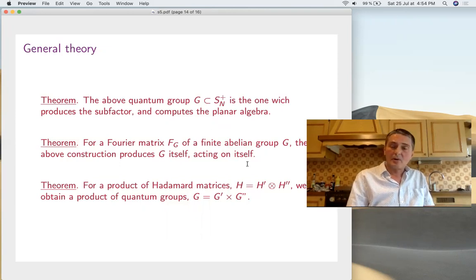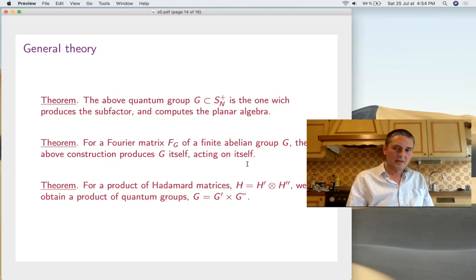Now, as examples, we know that Fourier matrices are the basic examples. Here you can only get G. If you take the Fourier matrix associated to G, you of course get G itself acting on itself, like a regular action. Also, very elementary is the fact that for a product of Hadamard matrices, you get a product of quantum groups. Now, the problem is how to get beyond that.